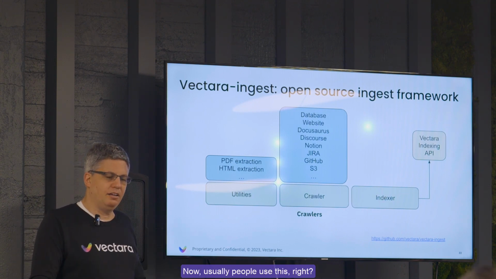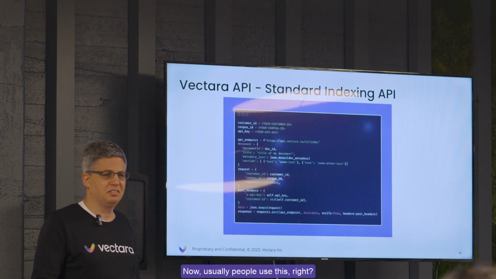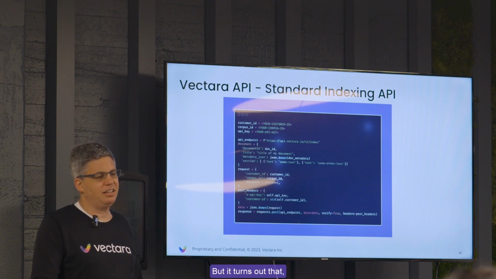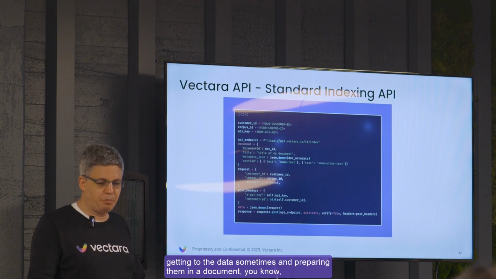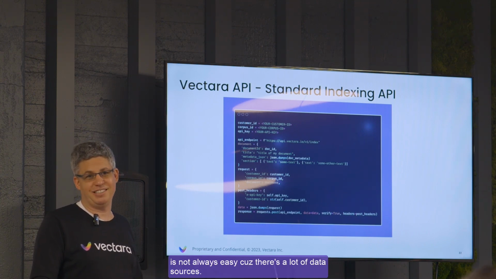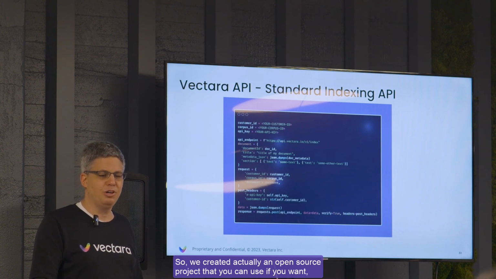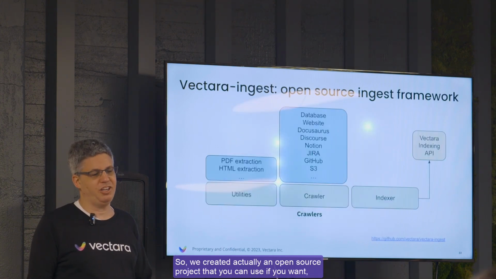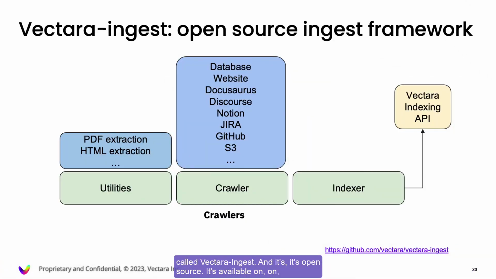Now, usually people use this, right? But it turns out that getting to the data sometimes and preparing them in a document is not always easy because there's a lot of data sources. So we created actually an open source project that you can use if you want, called Vectara-Ingest. And it's open source, it's available on a GitHub repo. And what it does is it helps with that.